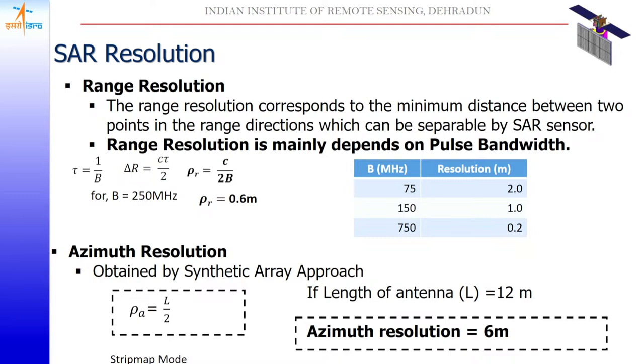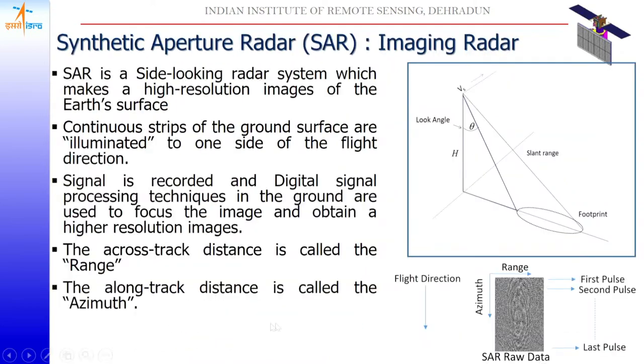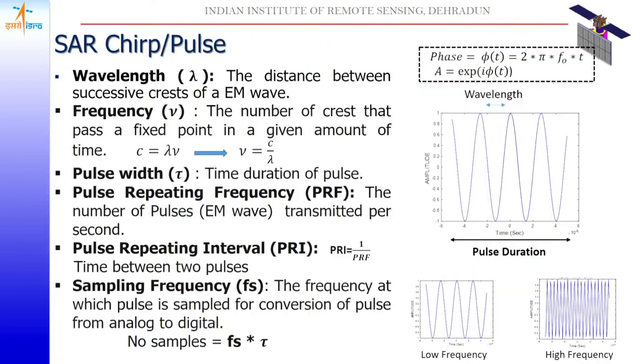So the range resolution corresponds to the minimum distance between two points in the range direction which can be separated by the SAR sensor. Okay, so that is normal resolution. As I told you in my previous slide, we have this SAR image with this range direction and this is the azimuth direction. So what is the resolution we are getting in the range direction and in the azimuth direction? That is called the range resolution and the azimuth resolution.